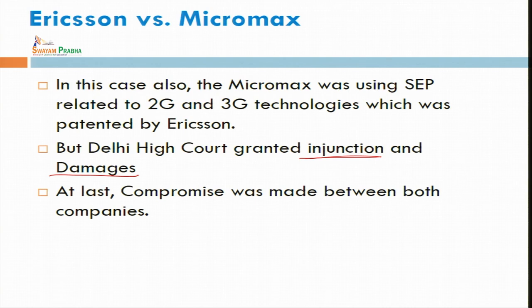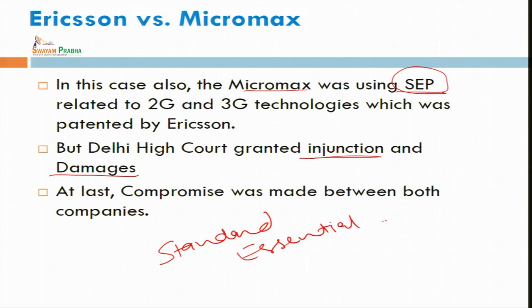As we discussed the Apple case also, similarly in this case, Ericsson versus Micromax, Micromax was using SEPs, that is, Standard Essential Patents. These standard essential patents are patents which are necessary for a particular technology, for example for mobiles or laptops. This standard essential patent is related to 2G and 3G technology.